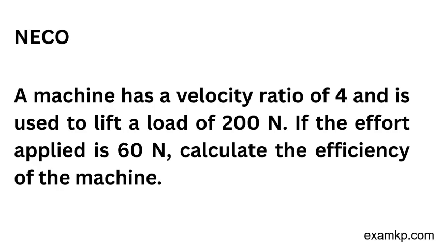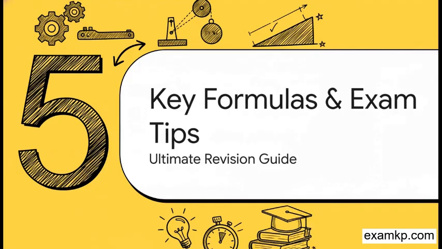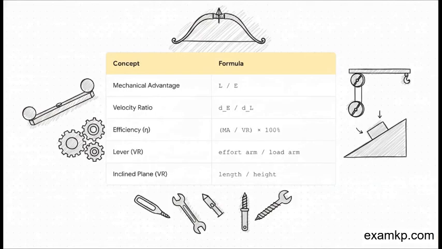Whew, we've covered a ton of ground. Now let's boil it all down into a super simple, easy to revise summary. Get ready to take a screenshot of this next slide. It's your ultimate cheat sheet. And here it is. Everything you need in one single table. The formula for MA, VR, efficiency, and the specific ones for levers and inclined planes. Commit these to memory and you'll be absolutely golden for any calculation question.